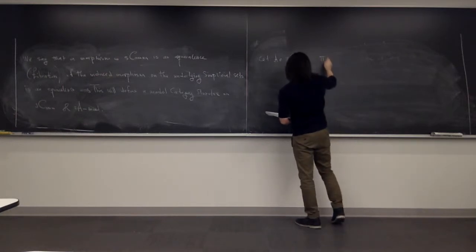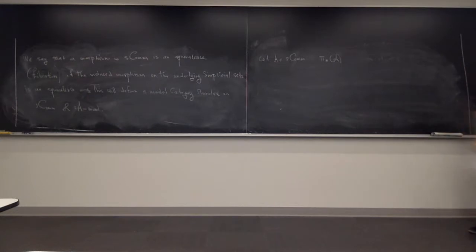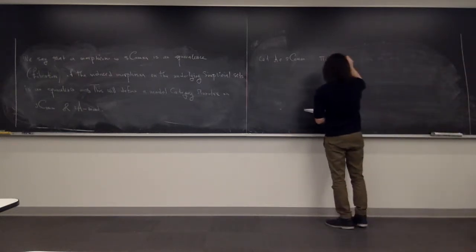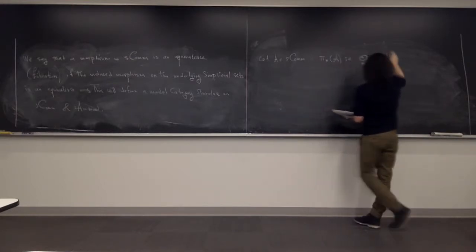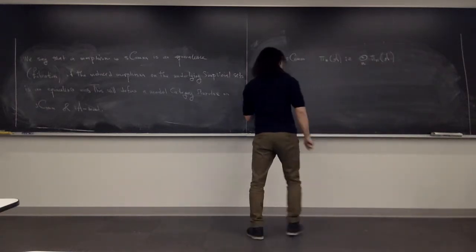Now let A be a simplicial ring. Then I can define the homotopy algebra of this ring. The homotopy algebra of the ring, by definition, is the sum of all homotopy groups of the simplicial ring.